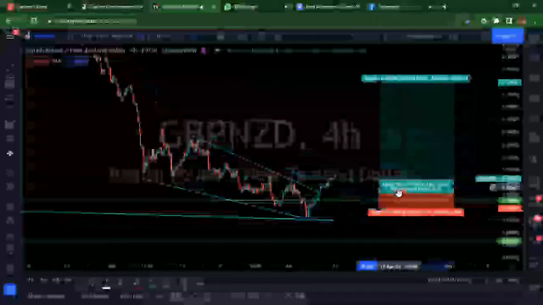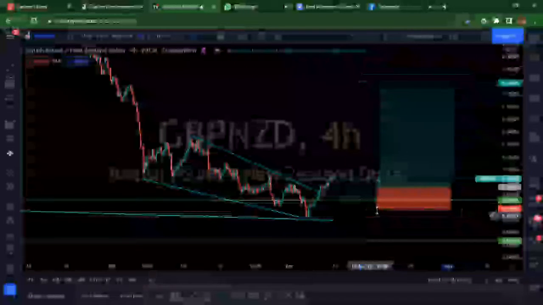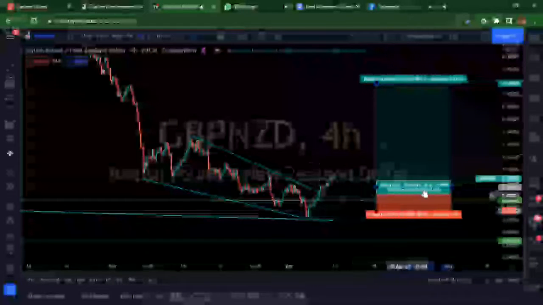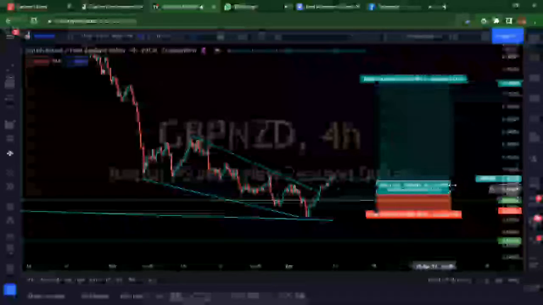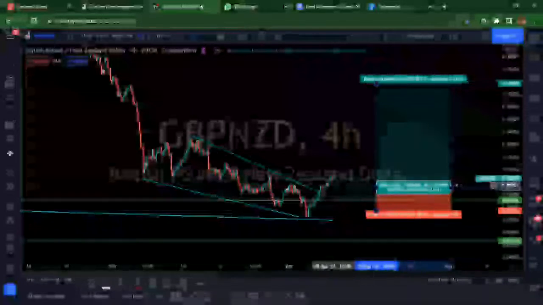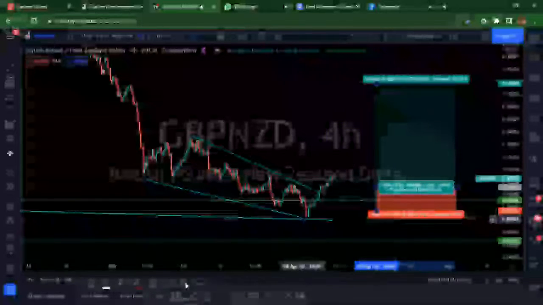So our take profit is right here, then our stop loss is just below this. And then you have a nice 1:4 risk to reward ratio. And then, yeah, that's it. I'm just going to keep things simple.